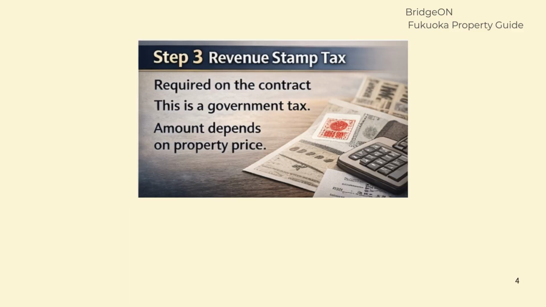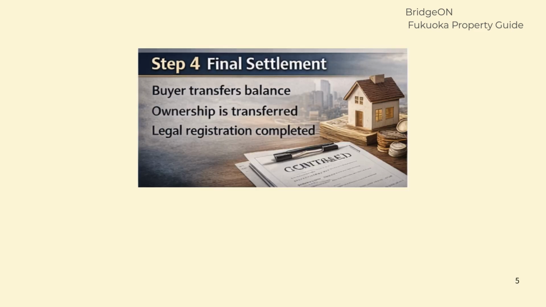Step 3. Revenue stamp tax. A revenue stamp is required on the contract. This is a government tax based on the property price. The amount varies depending on the contract value.